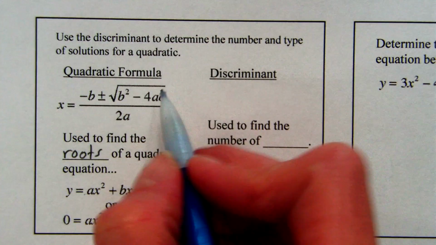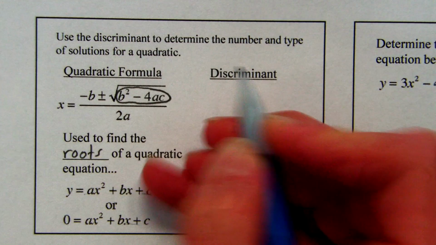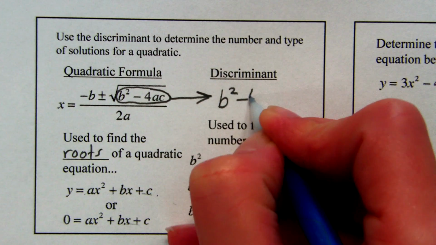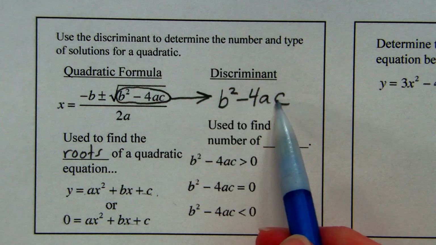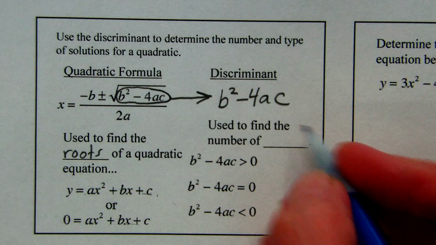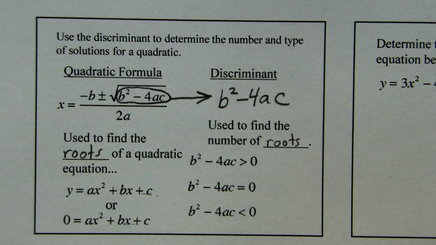The discriminant is the part that is under the radical. So I'm going to sort of lasso that and write it over here. So the discriminant is the b squared minus 4ac part of the radical. That is the part that determines whether you're going to have i's in your answer or not, and how many answers you're going to have. So it's used to figure out the number of roots or solutions or zeros, whatever you want to call it.